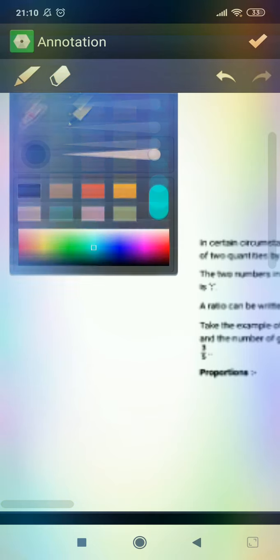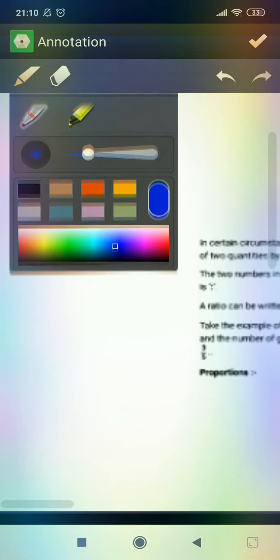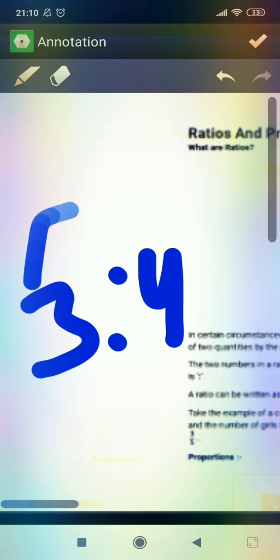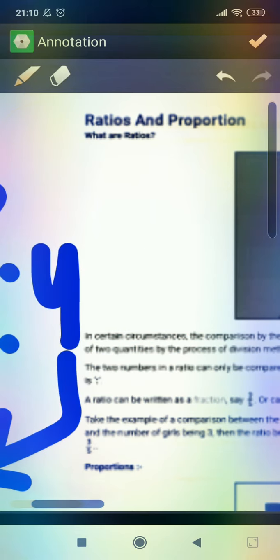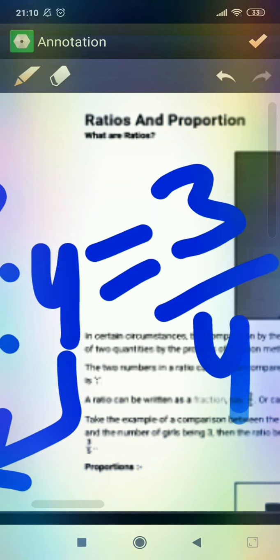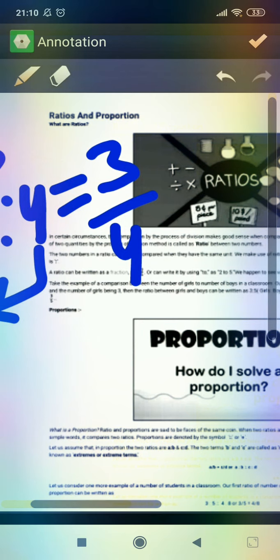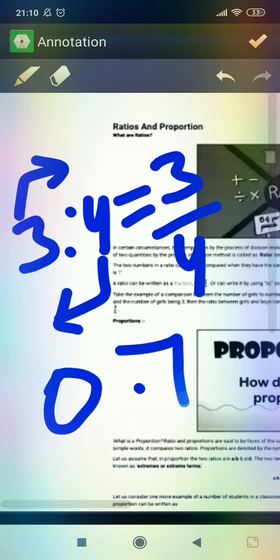Suppose 3 is to 4. This is a ratio. This is called the antecedent. This is called the consequent. And this ratio can also be written as 3 by 4. The ratio can also be written in fractional form and also in decimal form. We can write a ratio in many ways. The comparison of two ratios we will discuss later. This 3 by 4 in decimal form is 0.75.